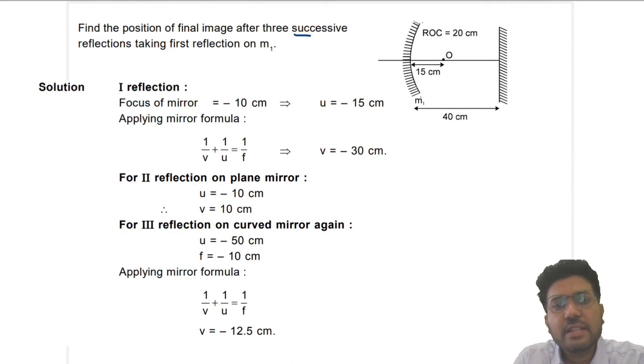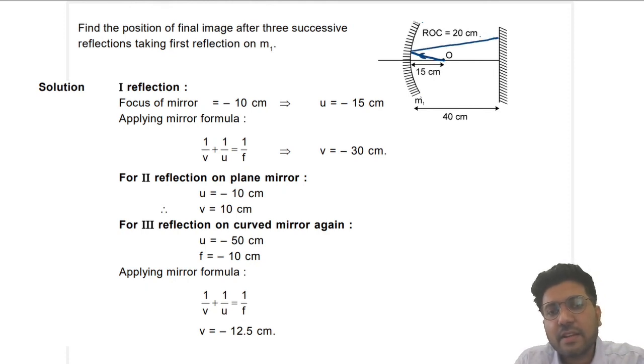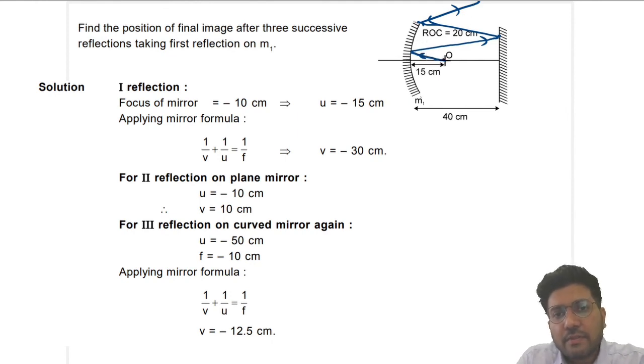Why are they writing 3 successive reflections here? Because the ray of light is first striking this, then again reflecting from here and then again reflecting from here. So this is the first reflection, this is the second reflection, and this will be the third reflection. Okay, so now this is the object for this mirror, right? From this first reflection there will be one image, then this image will act as object for this, okay, then the image of this will again act as object for this, right? So let us do it.